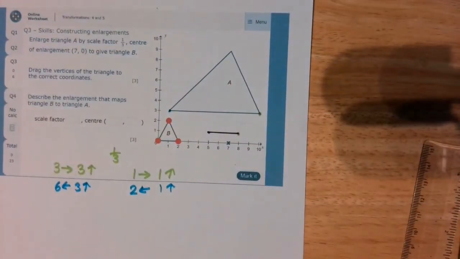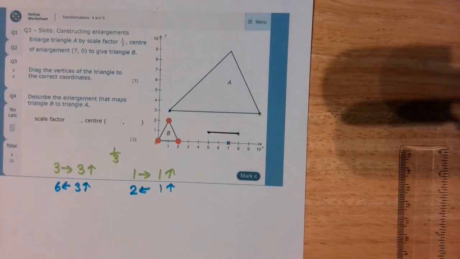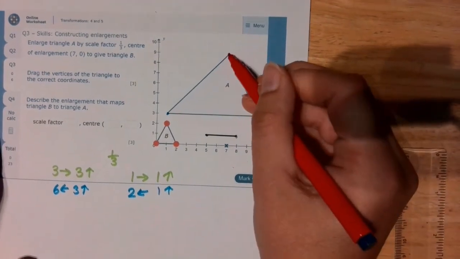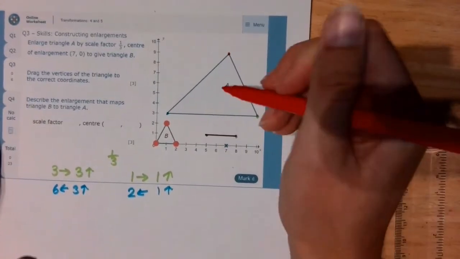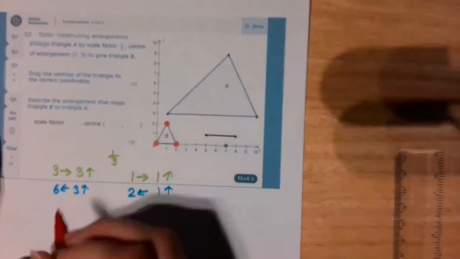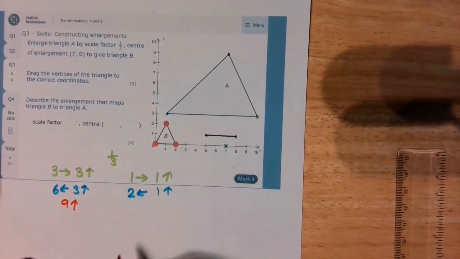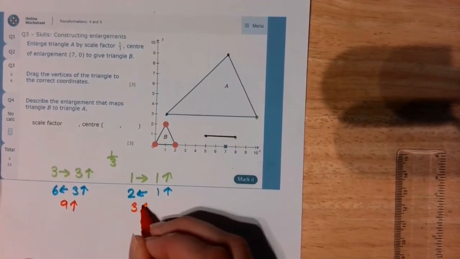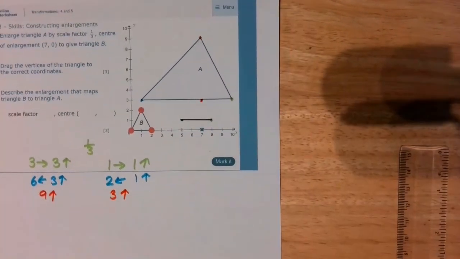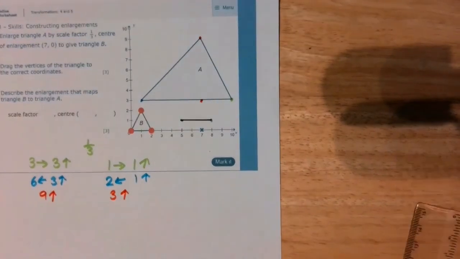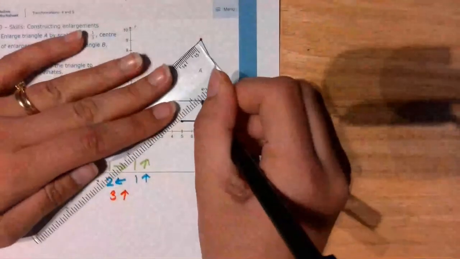Now the final corner, the final vertex. What colours haven't I used? I haven't used red. Let's use red. It's going to be my red vertex. And if you have a look, my red vertex is directly above. But how far above is it? It's 9 above. So it's 9 up. 1/3 of 9 up would be 3 up. So I'm going to count from there. 1, 2, 3. There's my third vertex. Draw it.